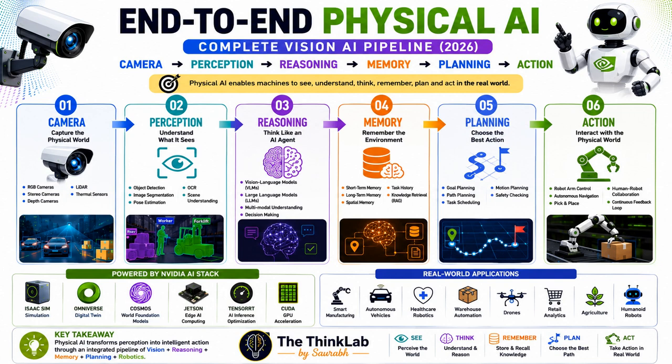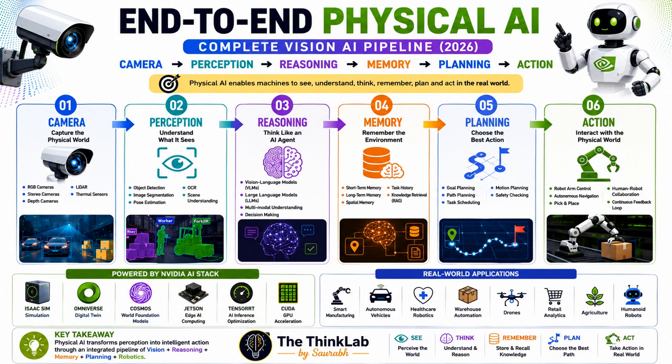Perception also performs image segmentation. Instead of identifying only the object, it separates every object in the scene, right? Another important task is pose estimation. This helps the AI understand body movement or robot positions. OCR also allows AI to read text from images. Finally, scene understanding combines everything together. So the AI now understands what is happening in the environment. Instead of just seeing pixels, it understands the world, right?